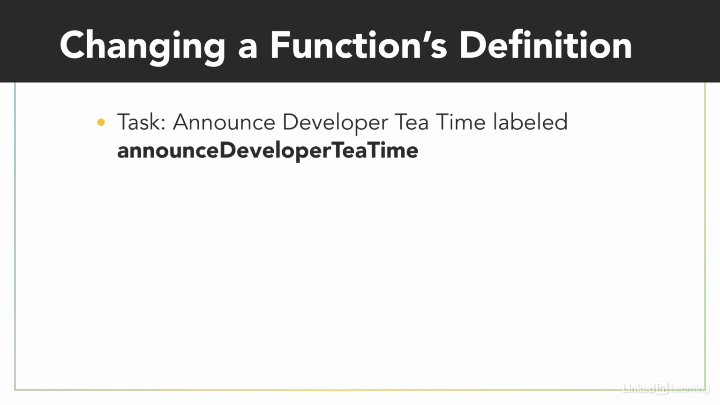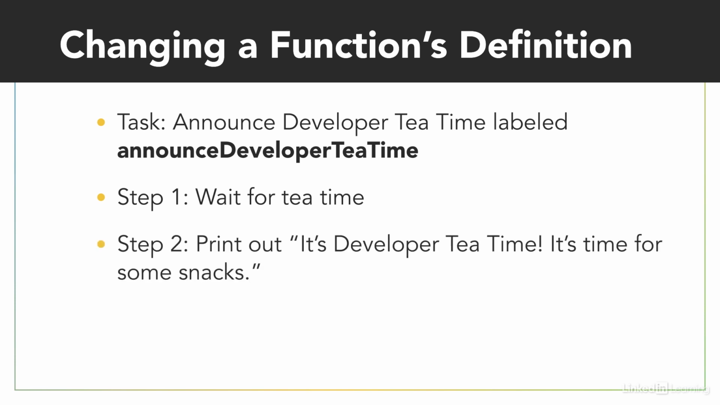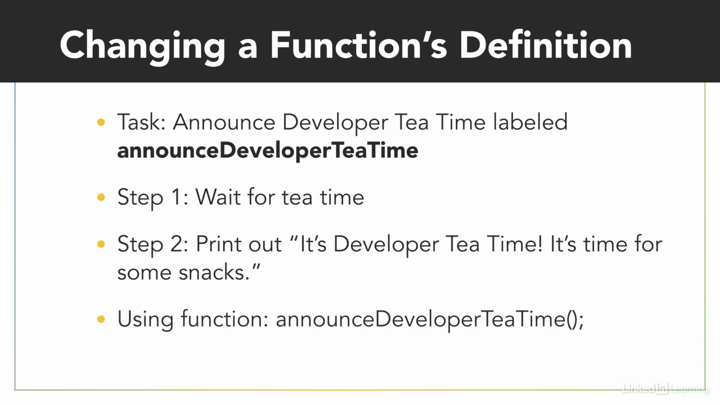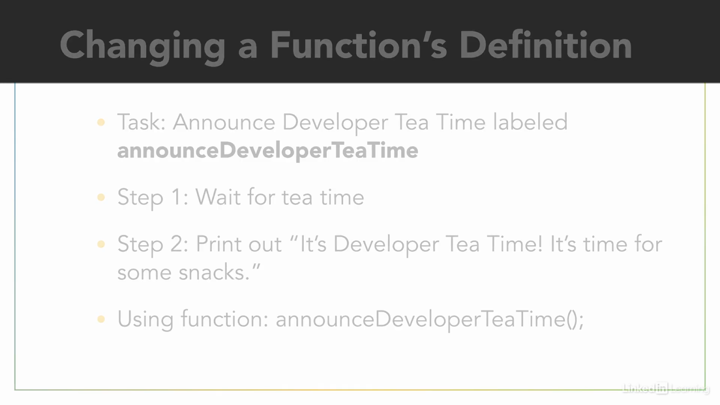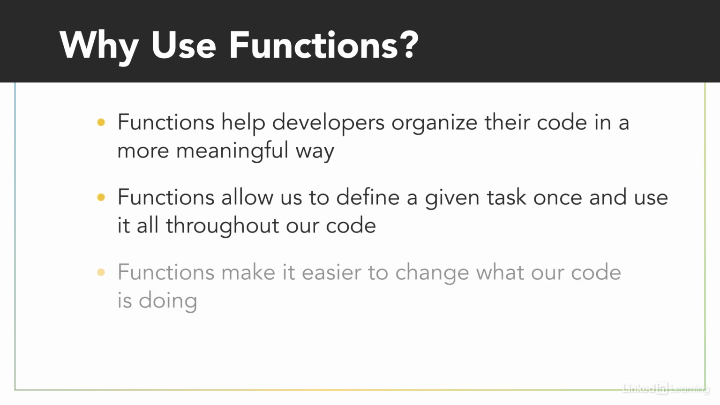Now, what if we wanted to change how to make a PB&J? Or we wanted to change how we announce developer tea time? Instead of having to change a bunch of separate lines in the code, we can just go to the function steps and modify the step we want to change. For example, if we wanted to change our announcement to "It's developer tea time, it's time for some snacks," we would just change the one print statement in the Announce Developer Tea Time steps instead of changing a bunch of lines of code. Ultimately, functions make it easier to change what our code is doing.